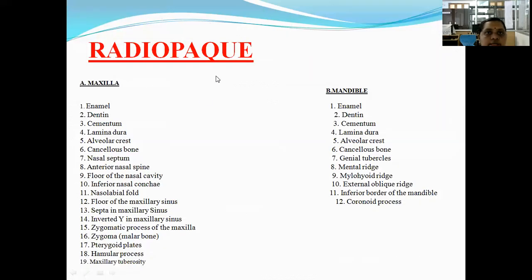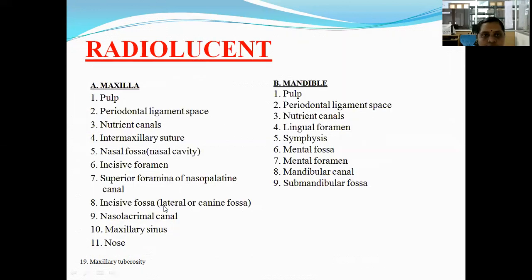So these are the radiopaque structures that can be seen in the maxilla and the mandible. And these are the radiolucent structures that are seen in the maxilla and the mandible. We'll see all these in detail in the next class.